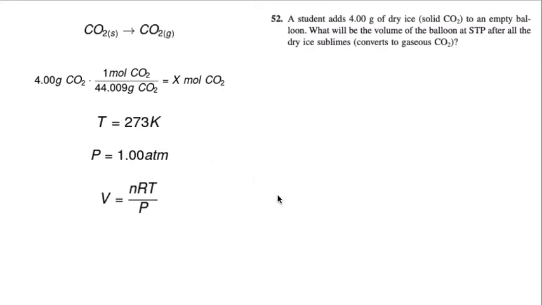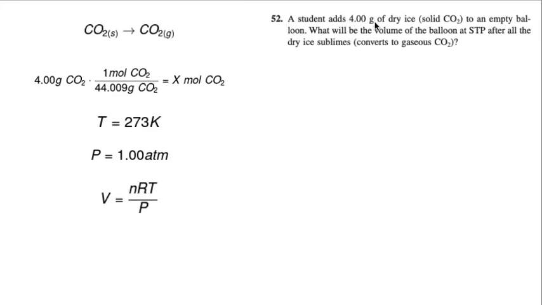52. A student adds 4 grams of dry ice, solid CO2, to an empty balloon. What will be the volume of the balloon at STP after all the dry ice sublimes, converts to gaseous CO2? So the reaction is to go from CO2 solid to CO2 gas. So 1 mole to 1 mole.